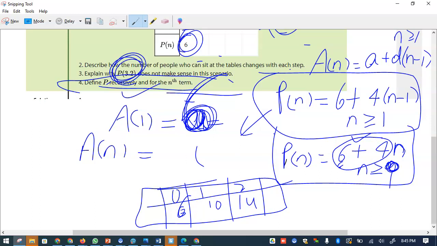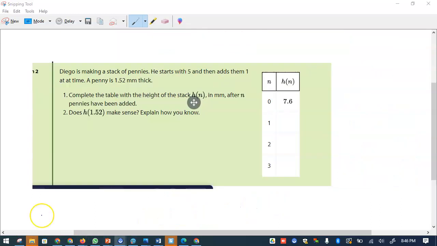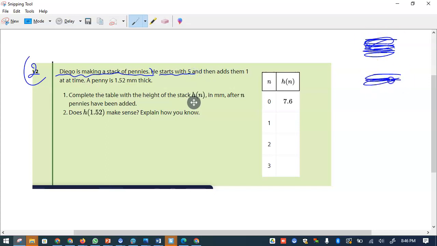And let's go to the second question. In the second question, there's a student. What he does is he's making a stack of pennies, right? So let's say this is 1 penny, and then you put another one, and like that. He starts with 5 of them, so 1, 2, 3, 4, and 5, and together this is 7.6 mm.